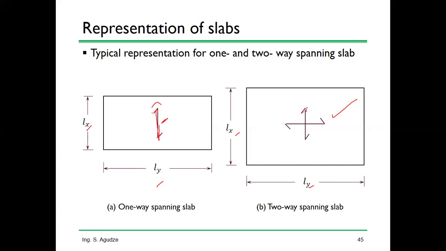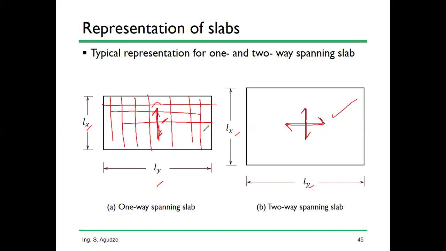This one is telling us the main reinforcement is in both directions. But if it is a one-way slab, the main reinforcement is only in one direction, and the main reinforcement must span the shorter direction, which is the LX. Take note, so that the distribution bars come on top, not the other way around.